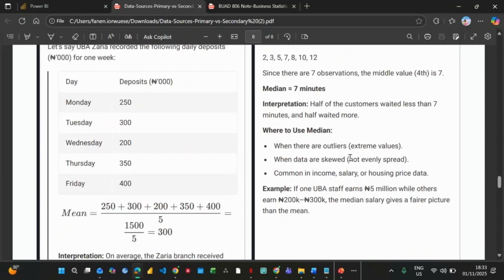So where do you use the median? That is when there are outliers, that is extreme values. An outlier is a value that is so extreme. Let's just assume you have 300,000, and then in one place you have 3 million. The value is too extreme, so in that kind of scenario you can use the median.